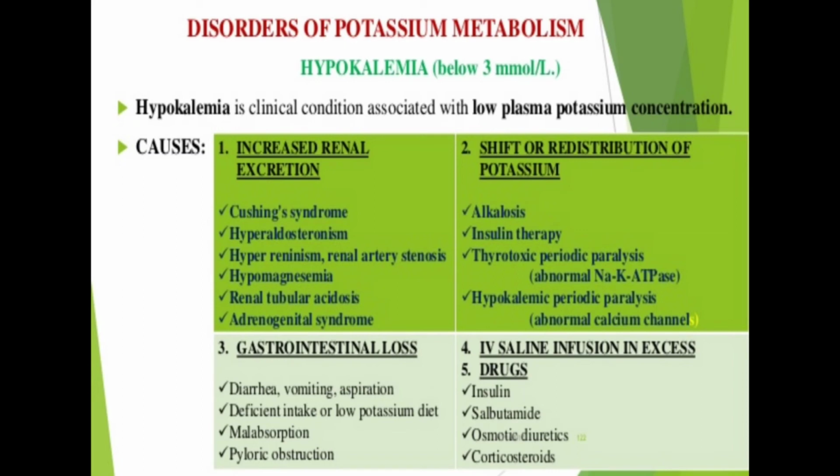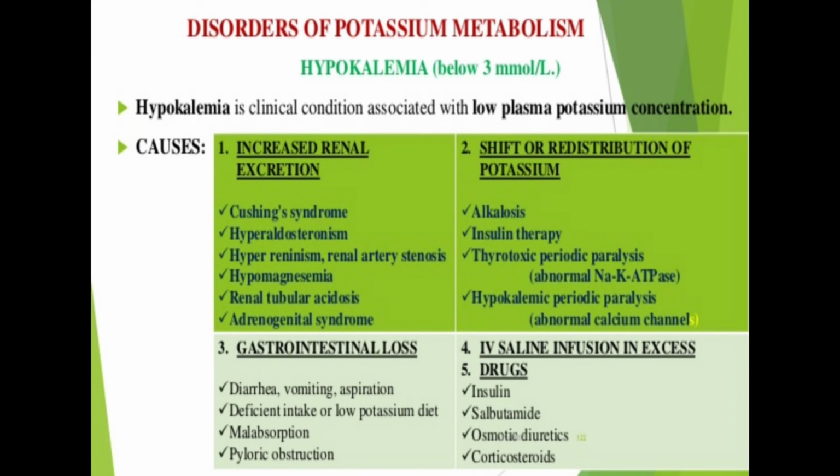So what are the disorders of potassium metabolism? Normal potassium is 3.5 to 5 milliequivalent per liter. When it is below 3 millimoles per liter, it is called hypokalemia. Hypokalemia is a clinical condition associated with low potassium concentration. Hyponatremia means sodium low. Hypokalemia means potassium level is below 3.